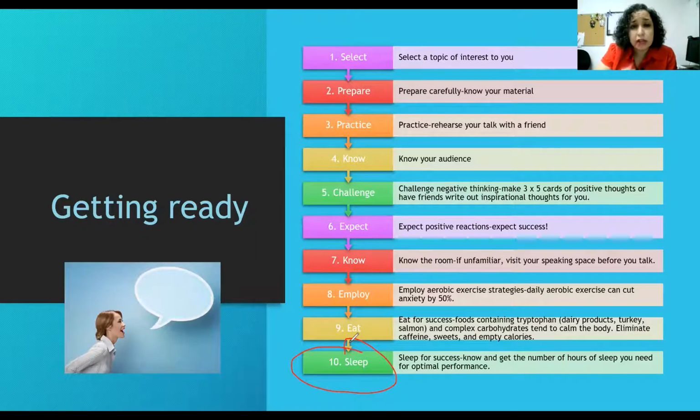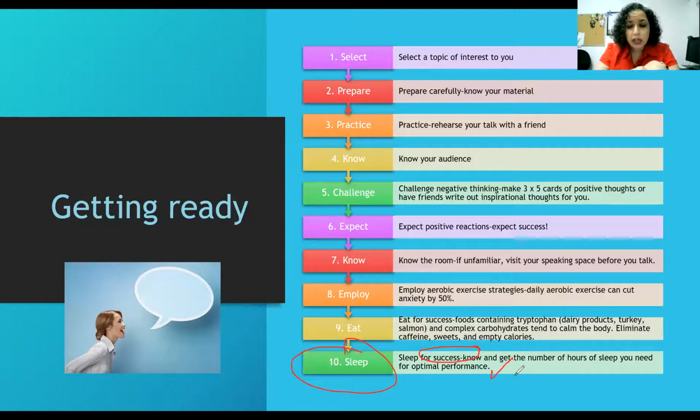Sleep deprivation is really bad for the brain. So we need to take the time to sleep. For anything that we're going to experience, anything that we're going to be doing, and especially on this topic, if we're talking about managing speaking anxiety, we need to sleep. Get good hours of sleep. Quality time for sleeping. Sleep for success. Get the number of hours of sleep you need for optimal performance. And this is very personal.